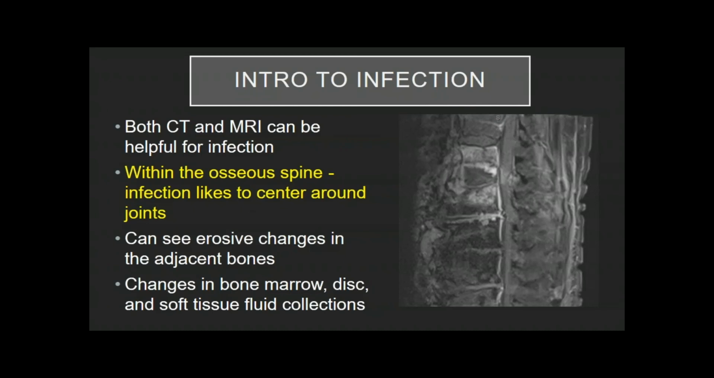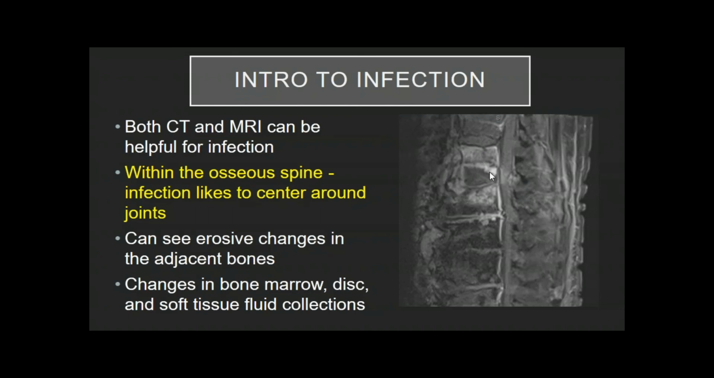If you have an infection in your hip, you think about septic arthritis of your hip. Infection of your shoulder, you think about septic arthritis of the shoulder, septic arthritis of the elbow, all of these are joints. This is where infection likes to go. There's a whole pathophysiology behind why infection likes to go to the joints, but it is no different in the spine.